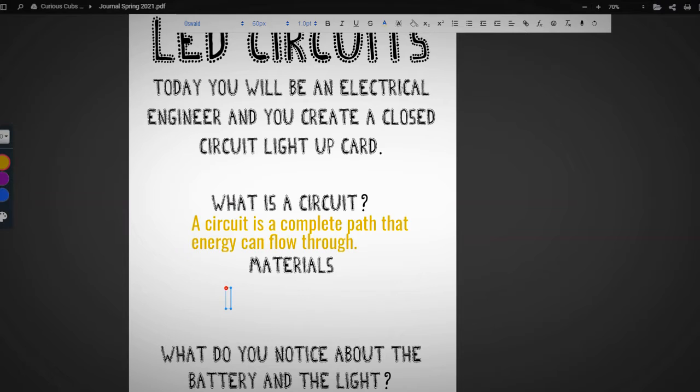Now we need to add the definition of circuit to our journal. A circuit is a complete path that energy can flow through.